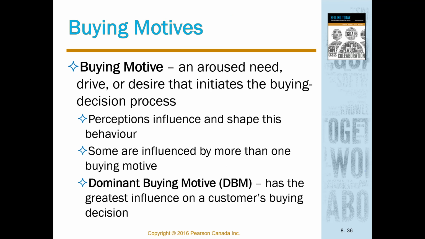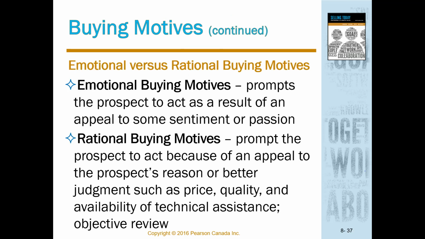Motives, buying motives, right? We have different buying motives. It's an aroused need, basically what it is. So dominant buying motive, or DBM, has the greatest influence on a customer's buying decision. Then we have EBM. This is emotional buying motives, prompts the prospect to act as a result of an appeal to some sentiment or passion. So this is sentimentality. Rational buying motives prompt the prospect to act because of an appeal to the prospect's reason or better judgment, such as price and quality. So on we go with motives.